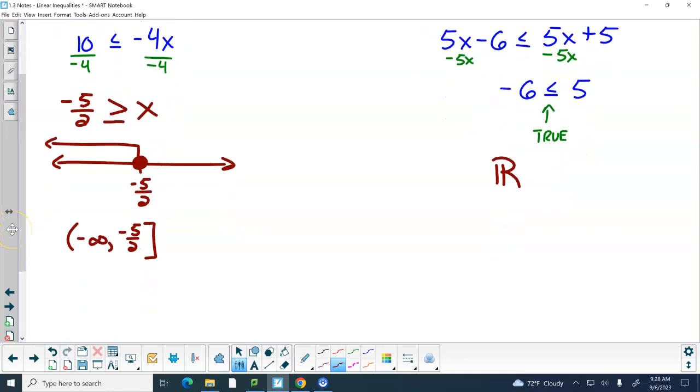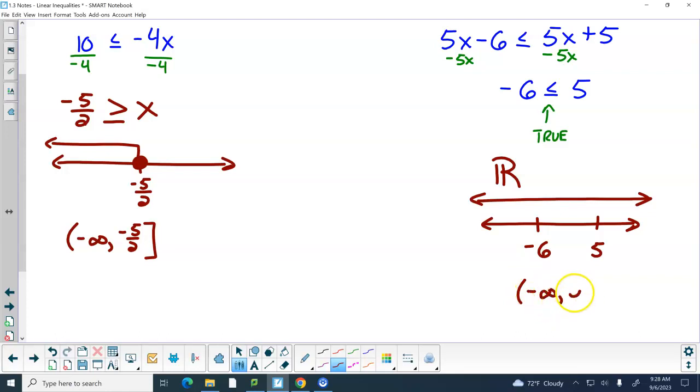On a number line, we could throw however many numbers we want on there. It really doesn't matter. We just need to have one number on it. But there are two of them in this problem. And then you would go across the top with a solid line going across. If we wanted interval notation, we would go all the way from negative infinity to positive infinity. True statements mean all real numbers.